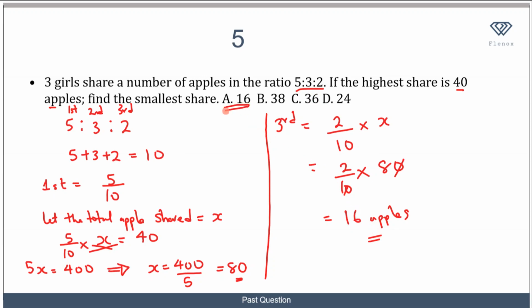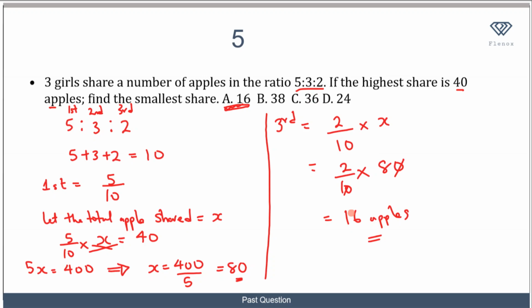16. So as you can see in this question, since we are given the amount of apples the highest person received, which is the first person, we use that to find the total number of apples that was shared, which we did by calculating a fraction multiplied by the total apples to be equal to 40, and we got the total number of apples shared, x, to be equal to 80. Now when we have done that, we use the fraction of the third girl, since she's the one that will receive the smallest share, to calculate the amount of apples she will receive, which will be her portion, 2, over the total sum, which is 10, times the total number of apples shared, which is 80, and that gives us 16 apples.